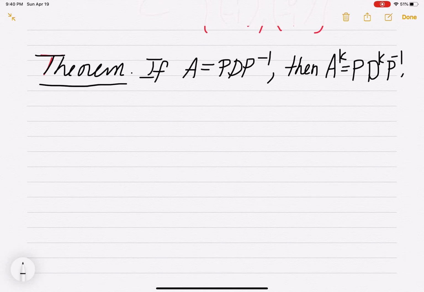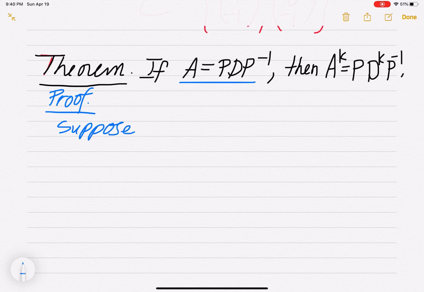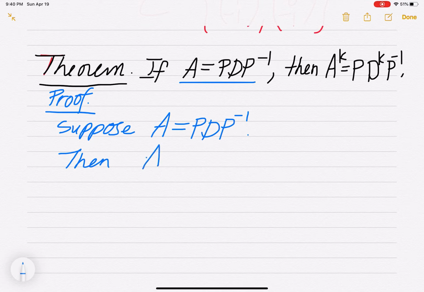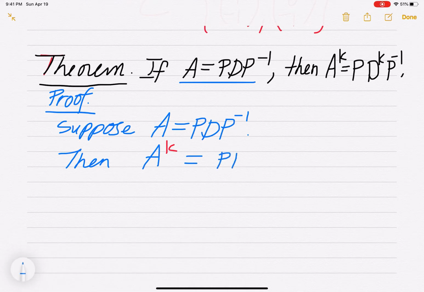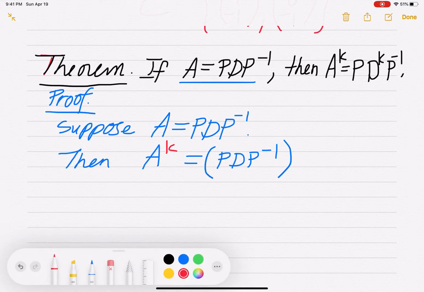Let's prove that. It's really simple to prove. Some very simple algebra. Proof. So we're going to suppose A is similar to D, right? A equals PDP inverse. Then we're going to raise the left-hand side to the kth power. That means we have to raise the right-hand side to the kth power. So we're going to have PDP inverse, in parentheses, all of that raised to the kth power.